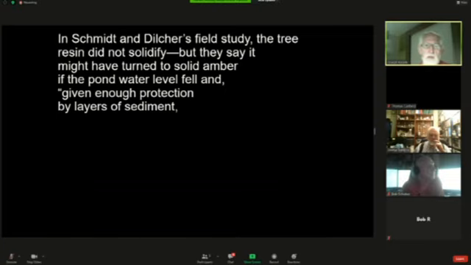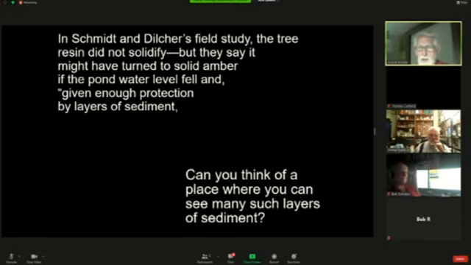So in their study, their resin actually did not solidify. It remained in a more liquid state, but they said with being buried by overlying layers of sediment, then that would certainly give rise to the possibility or even probability of solidification being accelerated. And so can you think of a place where you could see layers of sediment that would provide that weight and even heat to cause the resin to solidify into amber after trapping these organisms?